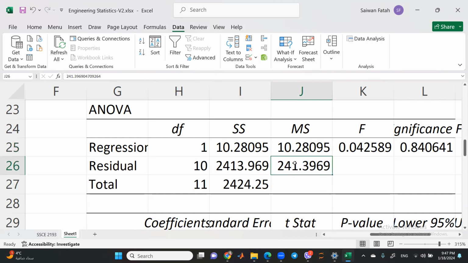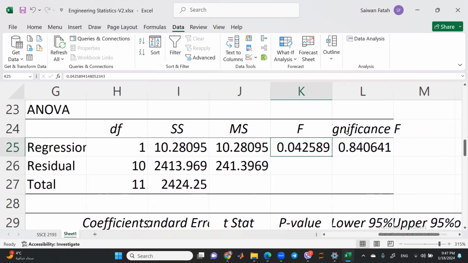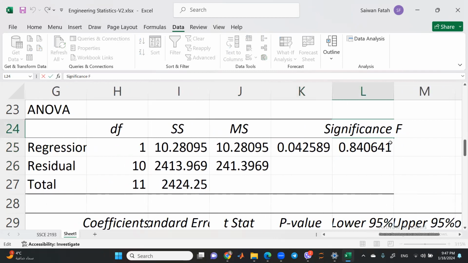Then we have MS: MSE and MSR. The above one is MSE, which is this box divided by the degrees of freedom. And MSR is this box divided by this one. That's it. These are MSE and MSR. Then if we divide MSR by MSE, we get the F value back. And then here we have significance F.